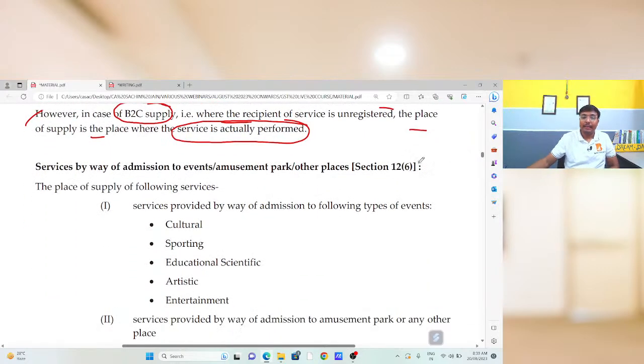Now, next, section number 12, subsection number 6. We have already covered three situations: 12.3, 12.4, 12.5. If you have any question or any doubt regarding any specific point, this is my humble request to you: just comment in the chat box so that we can take up that particular topic.